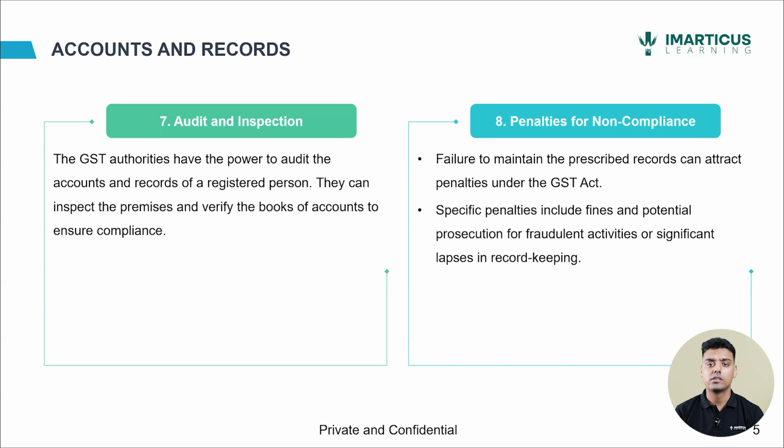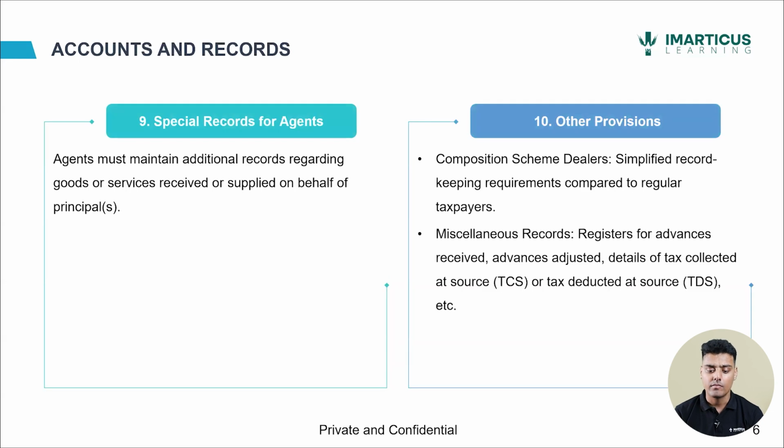There are special records that agents need to maintain whenever they're receiving goods for principals. Whenever there's a consignment sale happening, the principal and agent need to maintain proper detailed records of the goods and services being supplied on behalf of the principal by the agent. There are certain other provisions. For example, composition scheme dealers are required to maintain fewer accounts as they're paying taxes under the composition scheme. And there are a lot of miscellaneous registers which companies are required to maintain. For example, a register for advances received, or a register for tax credit, or a register for TDS.